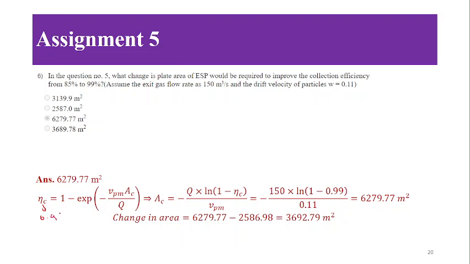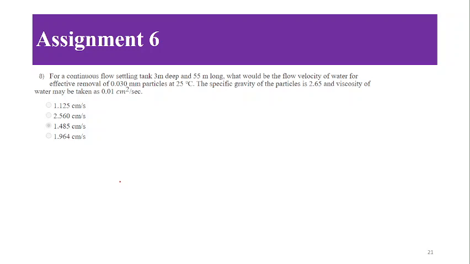We then find out the area using this rearranged relation, which gives us 6279.77. But we need to find out the change in area. So the change in area will be subtracting the area which was there for the 85% collection efficiency, and we get 3692.79, which is nearby this value, the fourth option. So the correct option here is 3689.78. Next question.